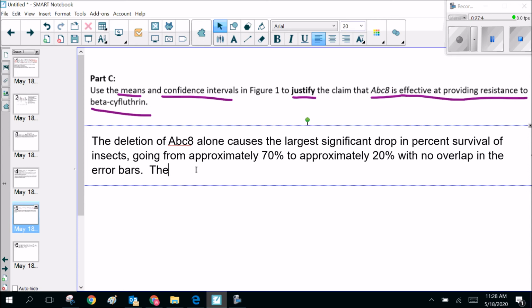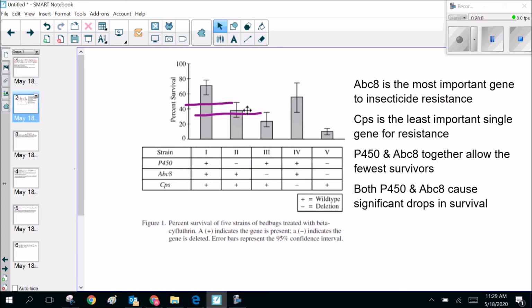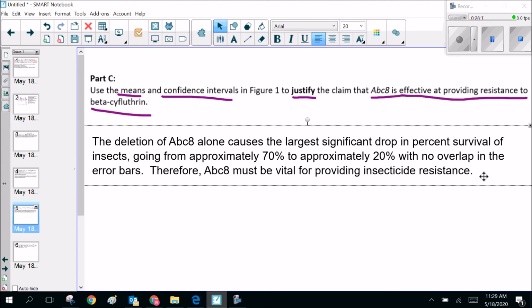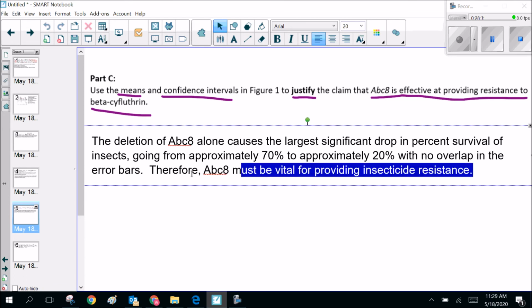Okay, therefore, ABC8 must be vital for providing insecticide resistance. Okay, and actually there's another way that we could justify this as well. So this sort of gives us one piece of it, but the other piece that we could use to justify this as well is that if we look at P450, or if we look at the deletion of just CPS alone, neither of them are as low as just when the deletion of ABC8.